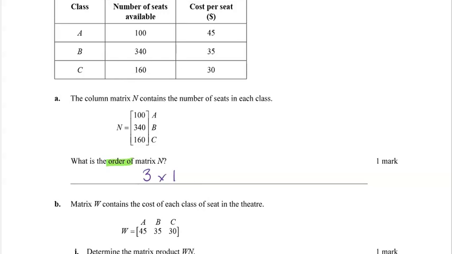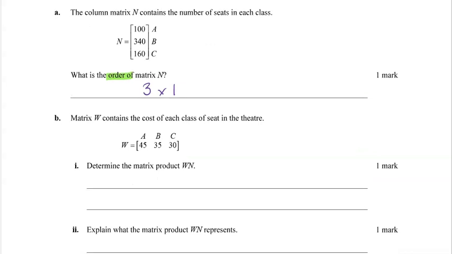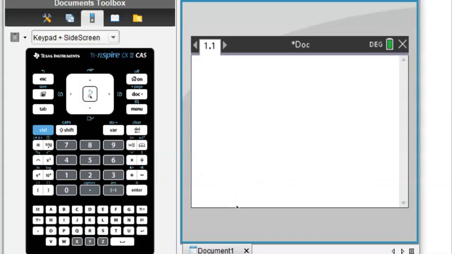Moving on to B. Matrix W contains the cost of each class of seat in the theatre. Part 1, determine the matrix product WN. So we're doing matrix W, 45, 35, 30, times matrix N, 100, 340, 160. And so obviously we're going to utilise our calculator to do that. So let's pop across now.